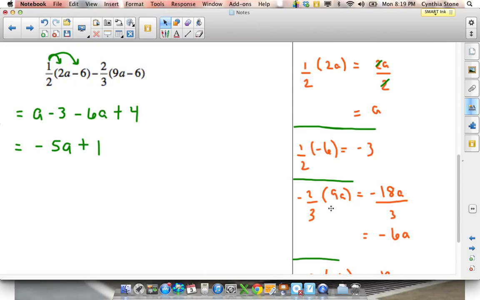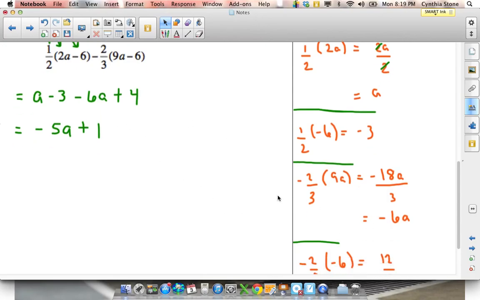Okay? Again, it's like I'm saying minus 2/3 times 9a over 1. And then 18 over 3 works out to just minus 6. And my a doesn't change. There's nothing to get rid of. So I just have minus 6a. So that's where this number came from. All right? It's minus 6a because of this.